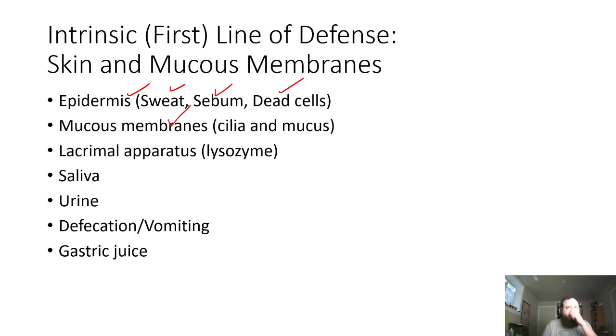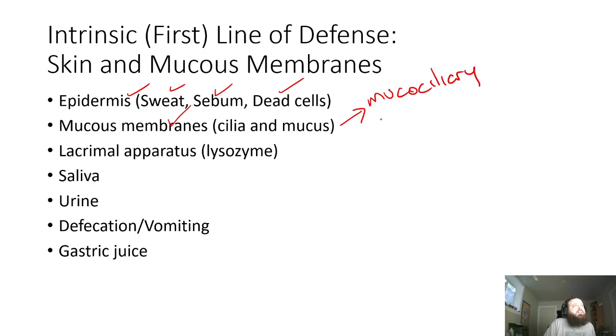Our mucous membranes are basically every other epithelium in our body. They're usually lining some sort of tube in our body. They are generally producing mucus, and mucus is this viscous material that will trap microorganisms and debris within it. This is most dramatic when you talk about the mucociliary escalator in the respiratory system.